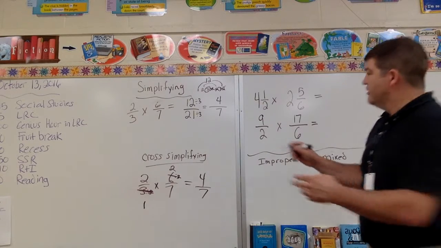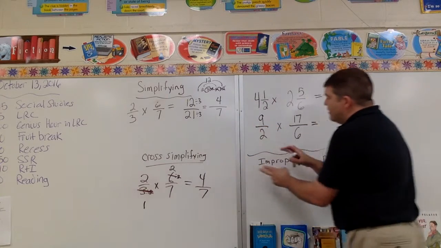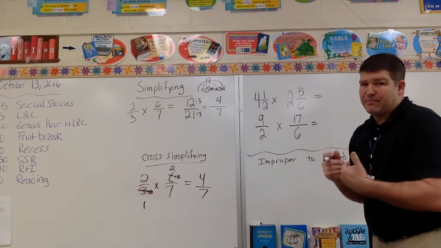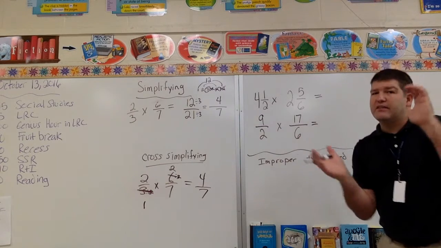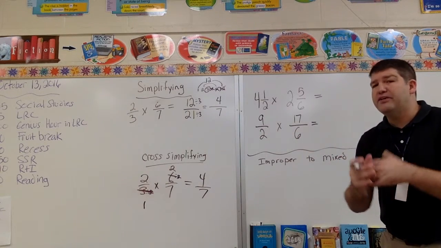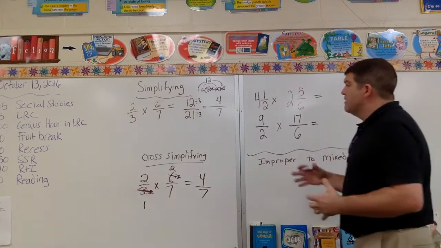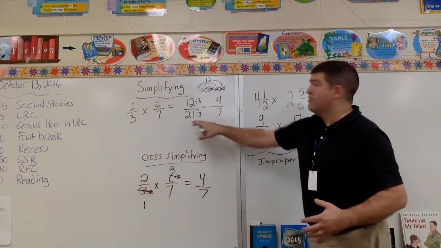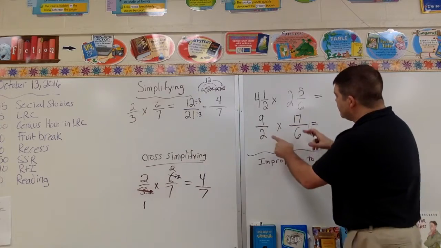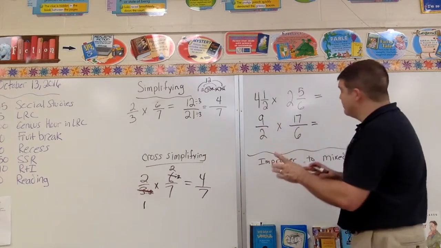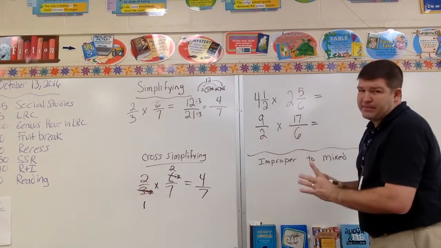So I could think about over here. I like to cross simplify. I like to get it into the smallest terms because then my multiplication isn't so big. Instead of going across and simplifying after, I try and do it before. So 9 and 2, they can't be simplified. 17 and 6 can't be simplified.